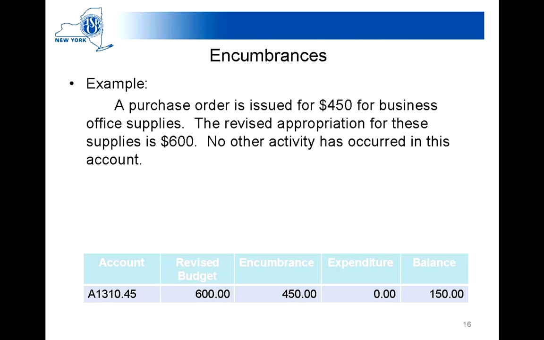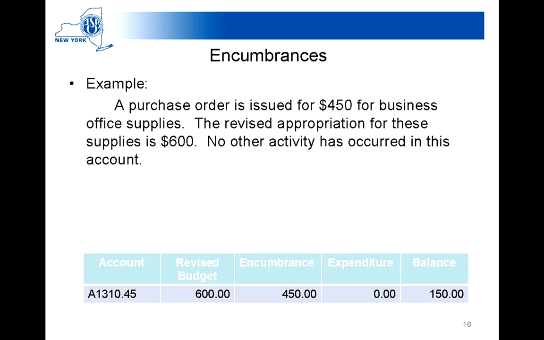Okay, so I think we have an example. We do have an example here about an encumbrance. A purchase order is issued for $450 for office supplies. You can see that subsidiary account A, that's in the general fund, 1310. That's in finance department, business office here, supplies, started with a budget of $600. We cut a PO to Staples for office supplies for $450.